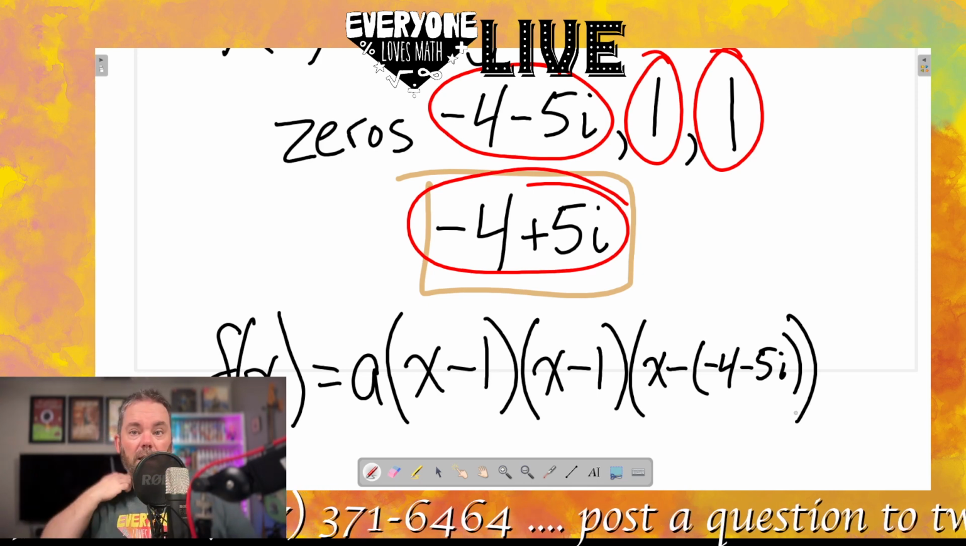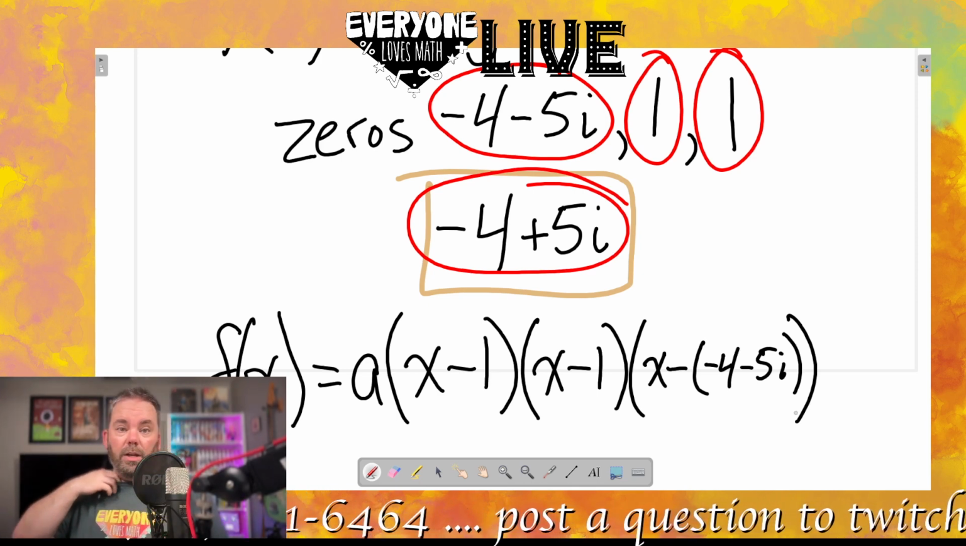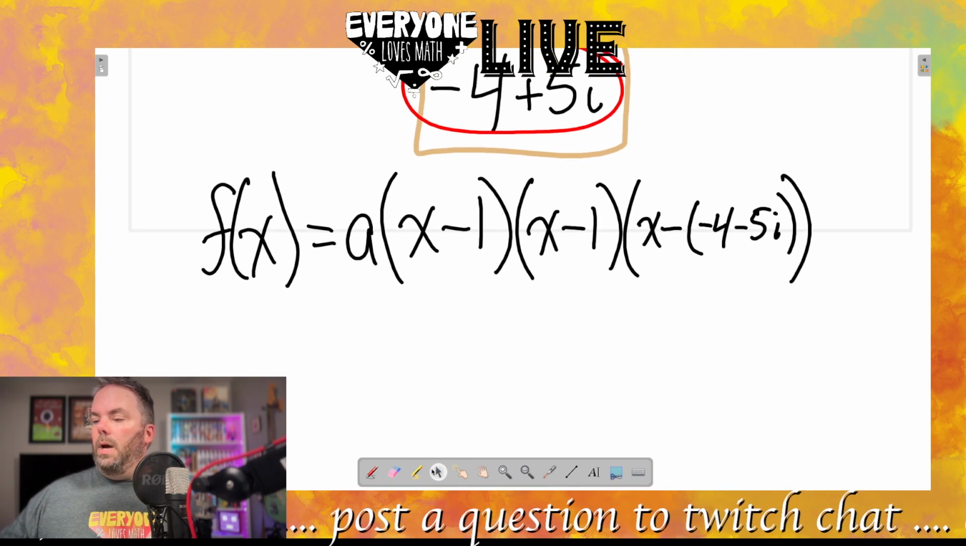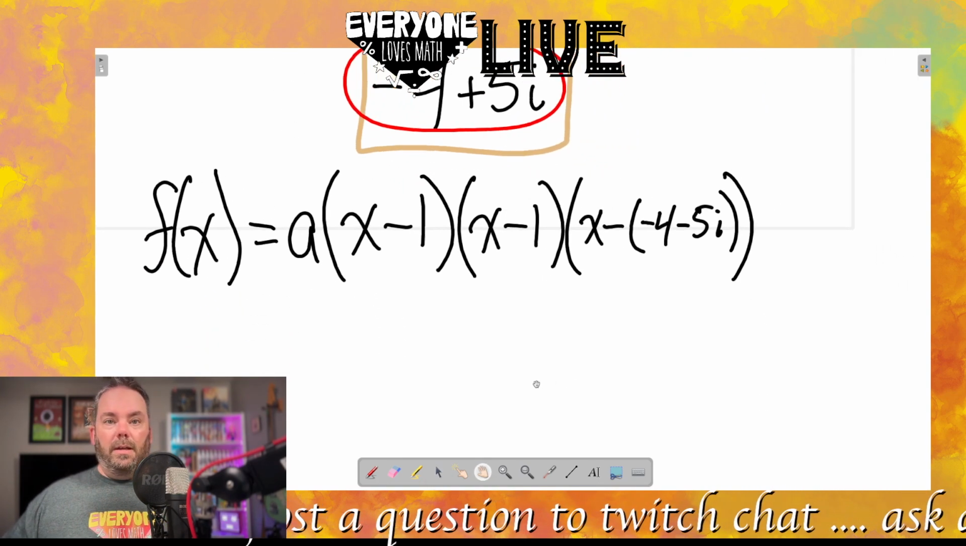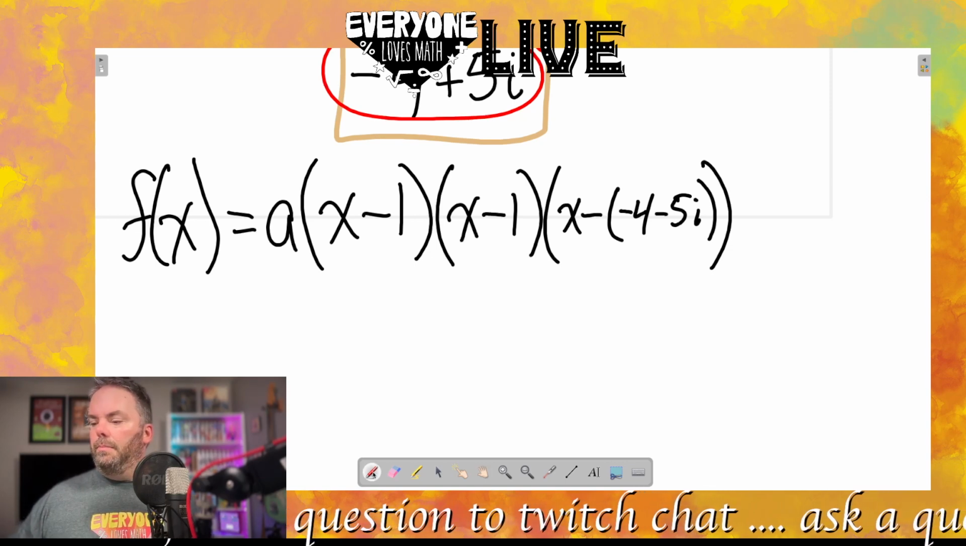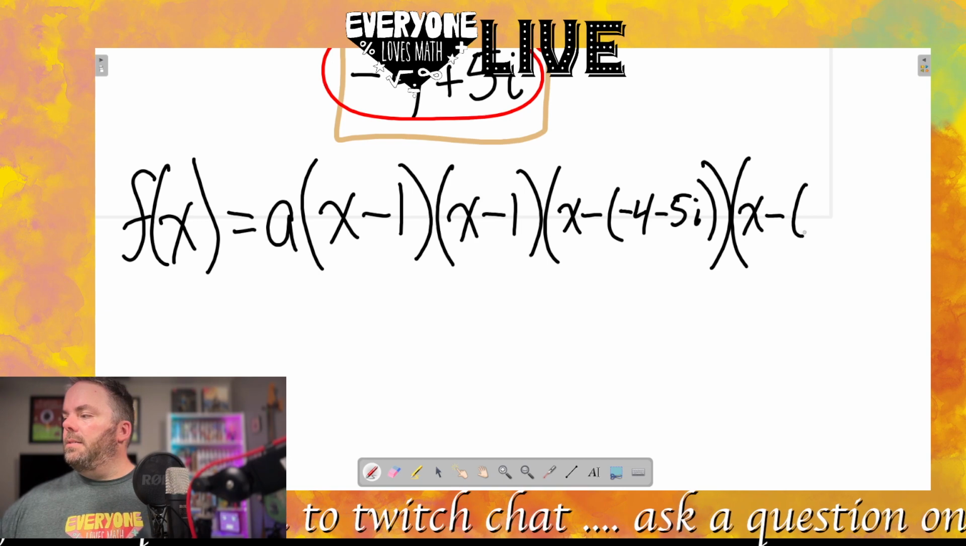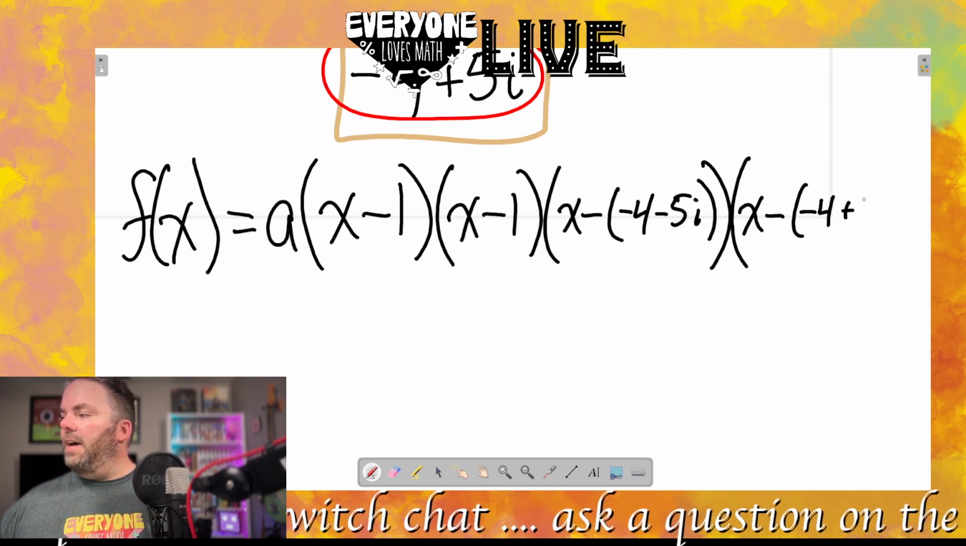Even though that looks ugly, we technically have to write it if we're going to be mathematically stubborn. And then, ooh, I need some more space. So let me move. Man, I wish I could do that with normal paper. And then the conjugate must also be in here. So x minus negative 4 plus 5i.